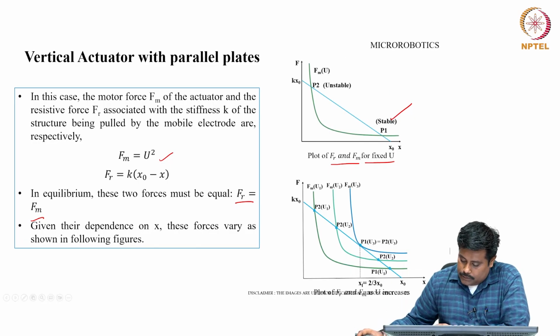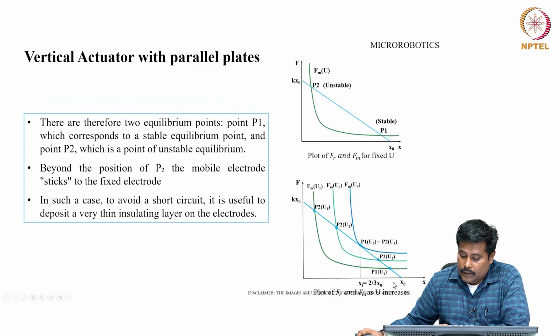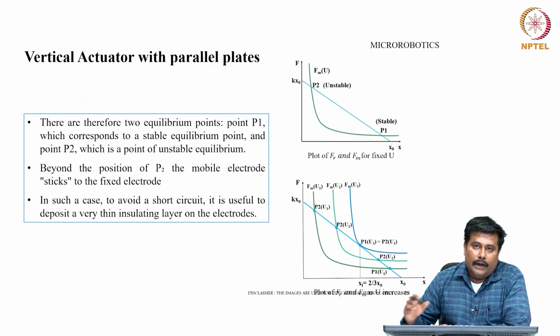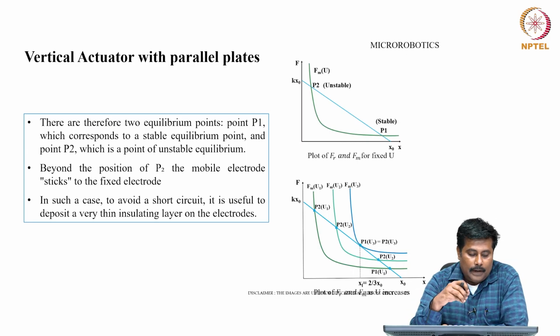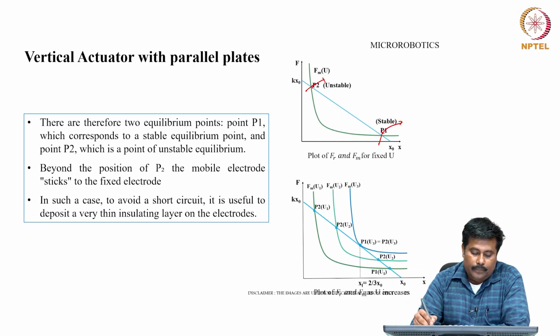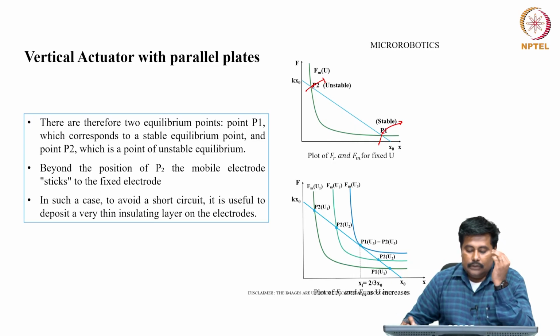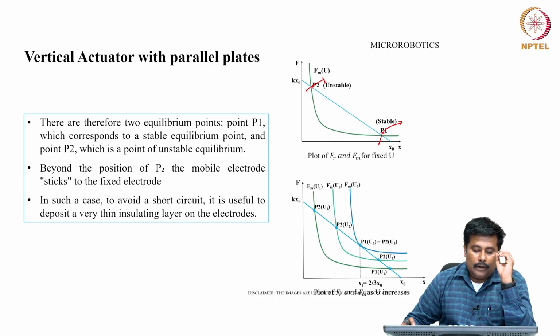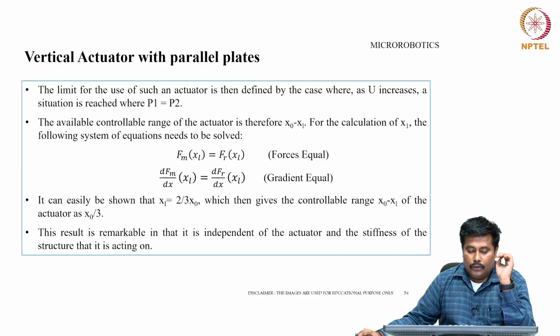However, when we look at the characteristics here, slowly U is being increased. When we look into the vertical actuator with a parallel plate, there are therefore two equilibrium points. One point is called P1 and the other point is called P2. P1 corresponds to the stable equilibrium point and P2 corresponds to the unstable equilibrium point. Beyond the position of P2, the mobile electrode sticks to the fixed electrode. In such a case, to avoid a short circuit, it is useful to deposit a very thin insulating layer on the electrodes.